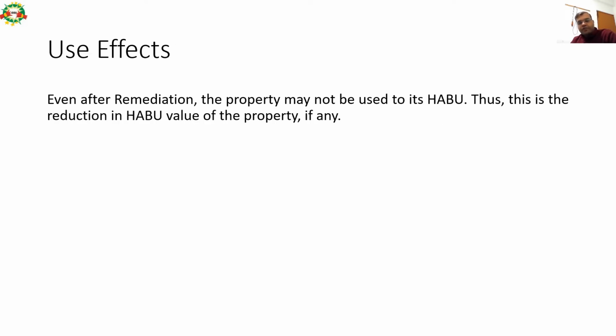Second type of cost associated with the contaminated property is use effects. Even after remediation, the property may not be used to its HABU, highest and best use, which we discussed in the first playlist. Thus this is the reduction in HABU value of the property. Say, for example, if a non-contaminated or normal property has a permitted FAR of 4, but because of contamination we are not able to use more than 3 FAR. So the reduction in FAR from permitted FAR of 4 to actual used FAR of 3, that is the reduction in HABU. I am not able to use that property to the permitted use as per the local bylaws. So the cost associated with that reduction or lowering of usage of the property is called use effect.